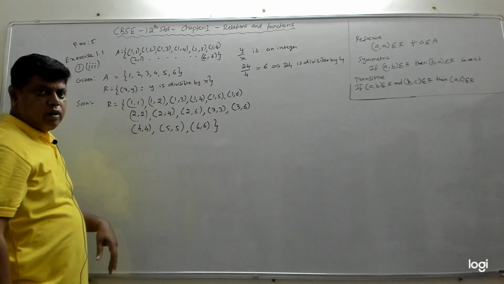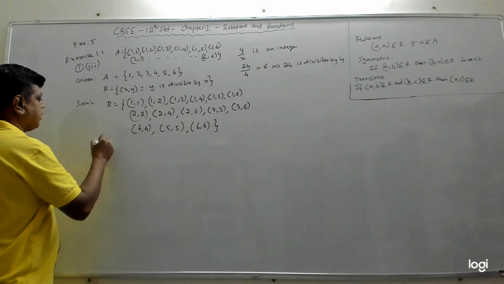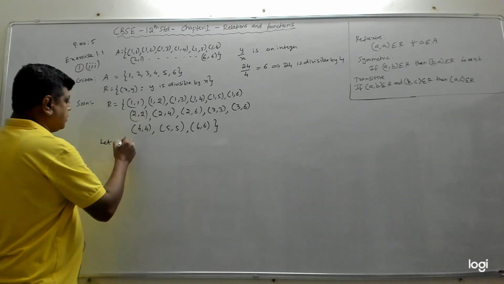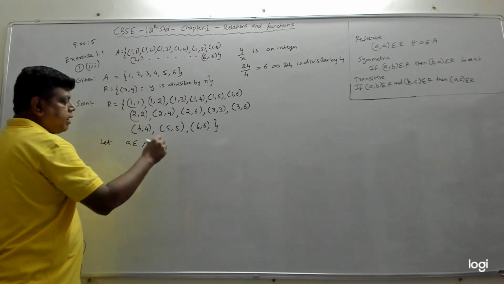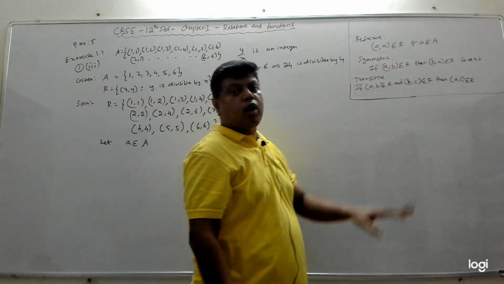That is one way. Or we can even write a general proof. How do we write a general proof? We will take an element from A. We will say, let a belong to set A. I am taking one element from A. Then what should I prove? I should prove that (a, a) belongs to R.